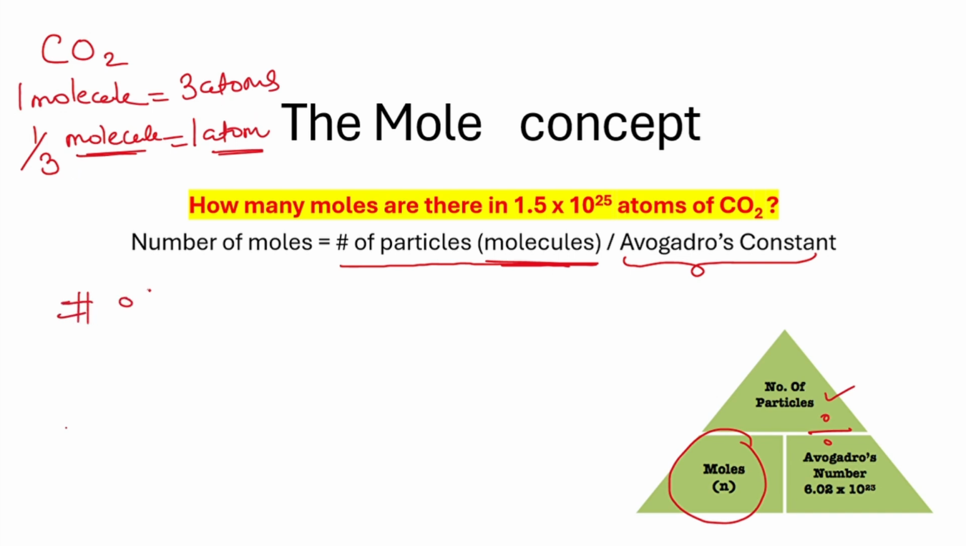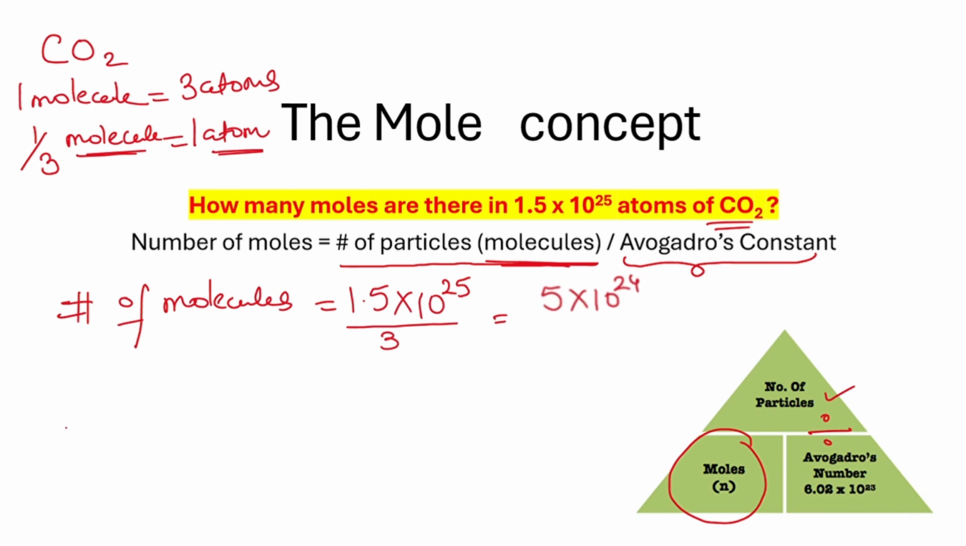So, number of molecules of carbon dioxide will be equal to the total number of given atoms, which is 1.5 times 10 to the power of 25 divided by 3. This gives us 5 times 10 to the power of 24 molecules. And once we have the molecules, we substitute the molecules over here and divide by the Avogadro's constant to give us the number of moles.